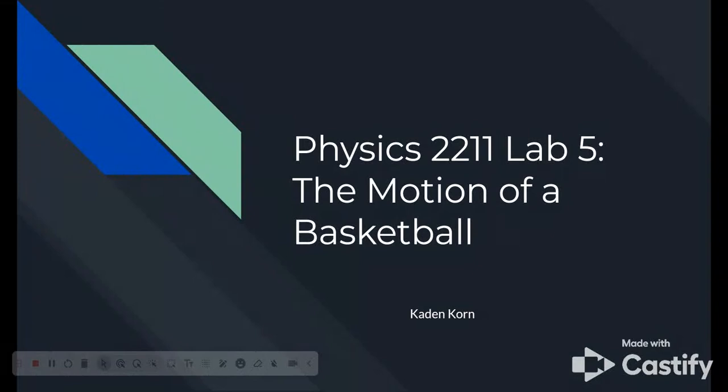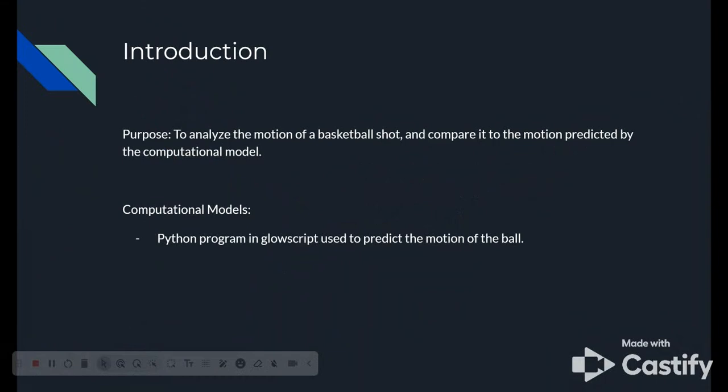I chose to focus on the motion of a basketball for this lab. So first of all, I'm going to introduce this. The purpose of this lab was to analyze the motion of a basketball shot and then compare that motion to the motion predicted by a computational model. Now, this computational model will be a Python program in GlowScript, the same one we've used all year, that'll be used to predict the motion of the ball.